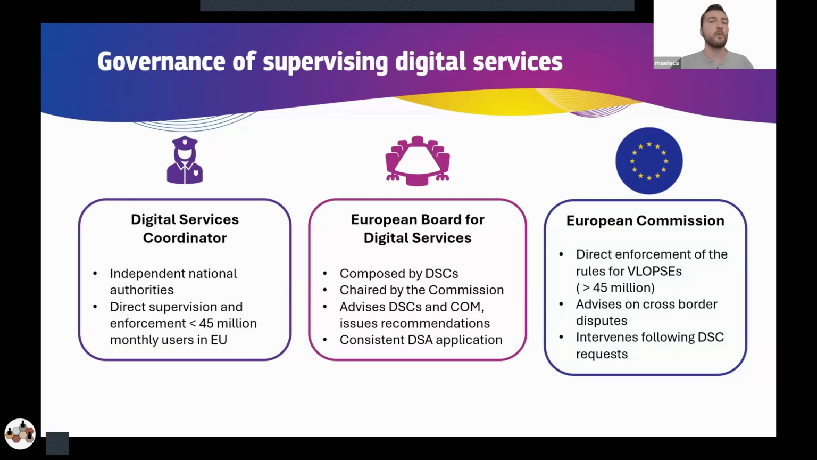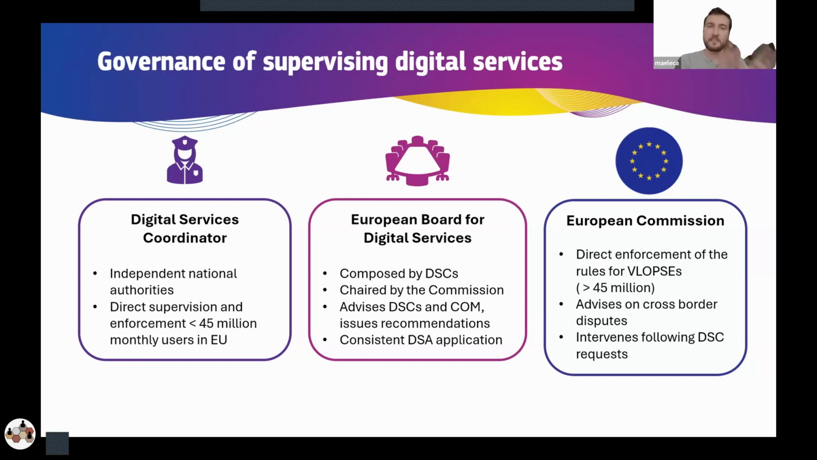I'll tell you a little bit more about what makes a platform a very large online platform in the next slide, but essentially here's this distinction I was mentioning earlier. If a platform has more than 45 million monthly users, it's the European Commission that does the supervision and enforcement. If it has less than 45 million monthly users, it's the national authorities by way of digital services coordinators. So the Commission, besides its supervision and enforcement, also advises on cross-border disputes, and also it intervenes if DSCs have certain requests. So these are, broadly speaking, the three major actors involved in the governance of the DSA.